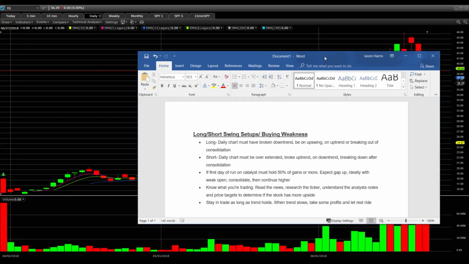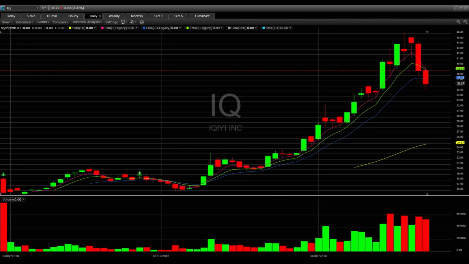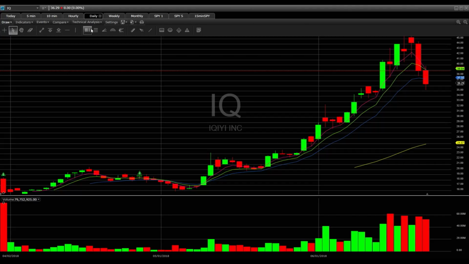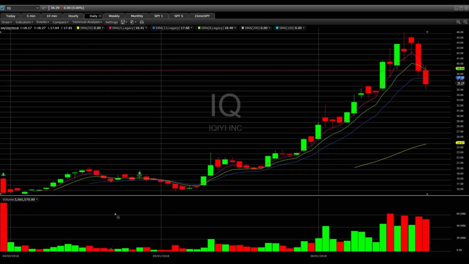So for example, let's look at IQ. IQ is a great long-term chart. If you were looking to swing this and you missed the initial run, this is a recent IPO, and you're looking to say, okay, when can I get back in this thing? When's a good time? There's a couple things you want to look for. One is, you want to make sure it's breaking out above any kind of resistance. So let's say you miss the initial move and you're looking to get in around here.